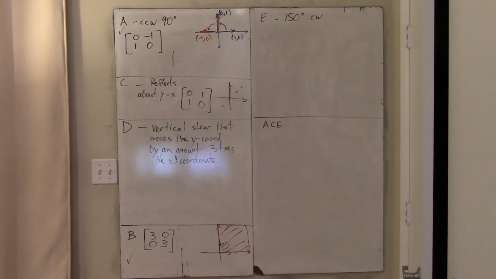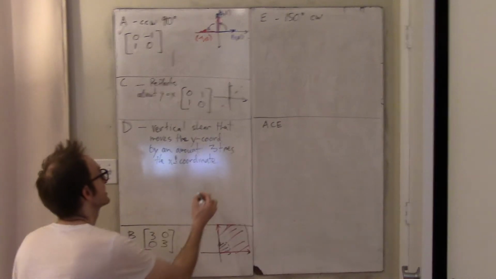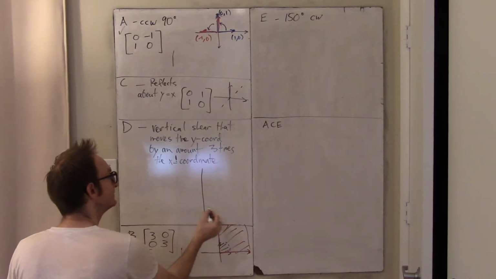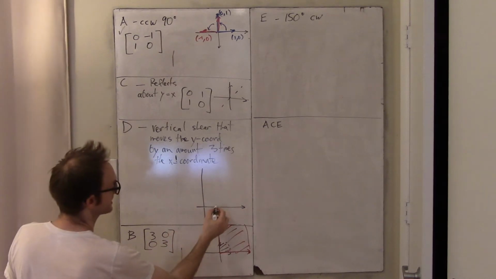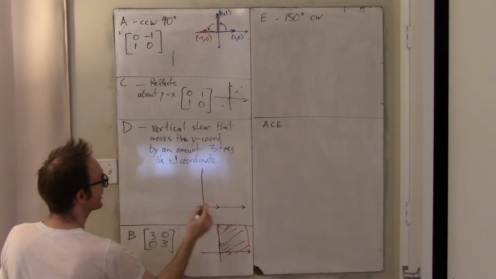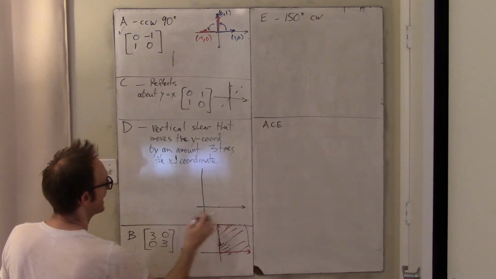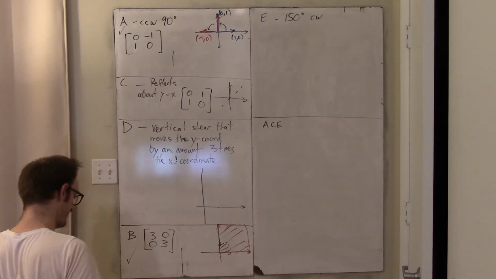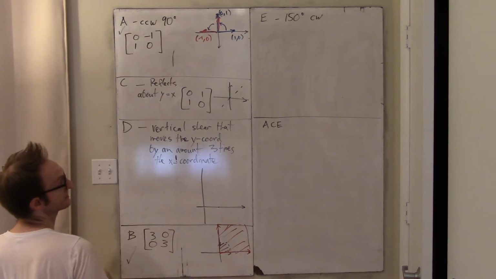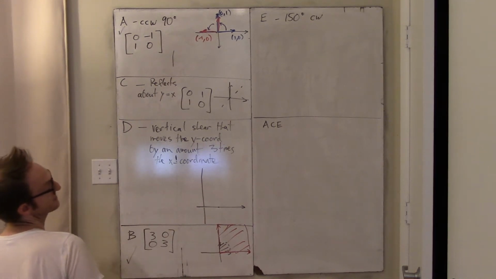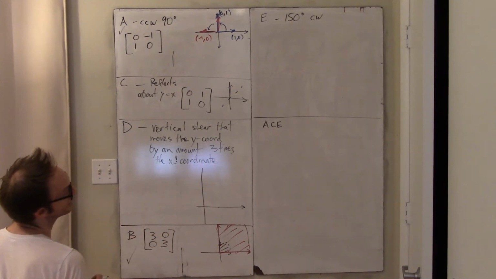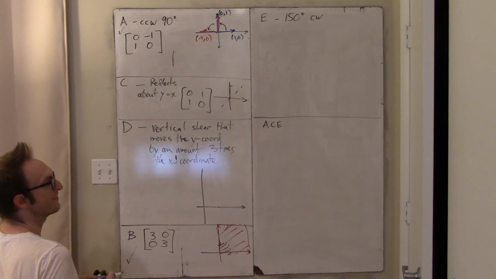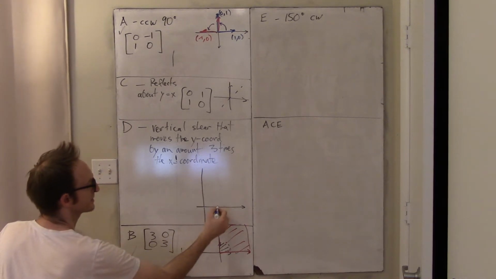Maybe D is also not so hard because we have also done it before, but let's do it again. And here you're going to see an example of, in my opinion, how the language should be, how we should describe this vertical shear. What does it say? This is my phrasing. I want a vertical shear that moves the y-coordinate by an amount 3 times the x-coordinate.